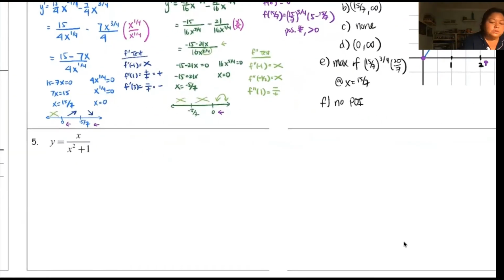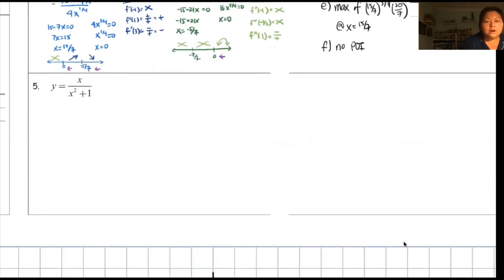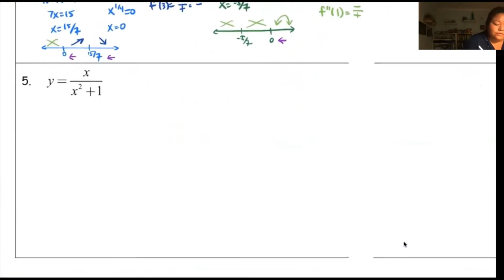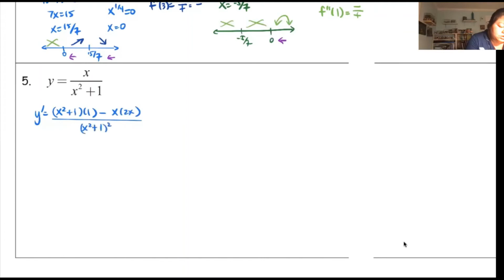Okay, last one, number 5. This one is a rational function. We're going to use our quotient rule to find our derivative. So y prime equals low d high minus high d low all over low squared. So you get x squared plus 1 minus 2x squared all over x squared plus 1 squared. That gives me 1 minus x squared over x squared plus 1 squared.